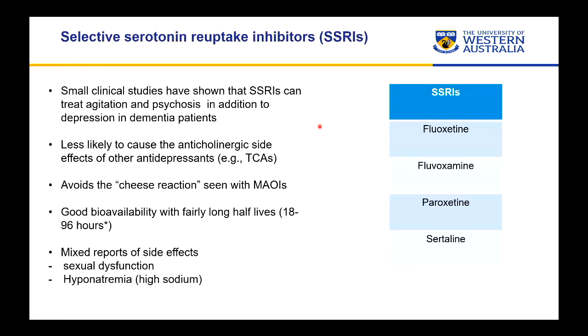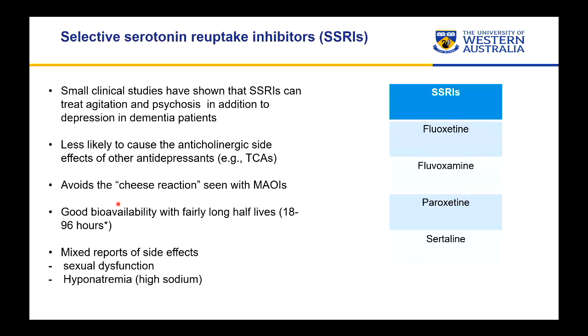So in some cases, again, I won't focus on this too much because we've talked about SSRIs, but small clinical studies have shown that SSRIs can treat agitation and psychosis in addition to depression in dementia patients. So you can affect a lot of different neuropsychological, cognitive processes with SSRIs. And these can also be less likely to cause the anticholinergic side effects of other antidepressants, because remember we talked about tricyclic antidepressants can affect multiple systems. Monoamine oxidase inhibitors can cause that cheese effect that I talked about earlier. So SSRIs might be a good alternative in dementia.